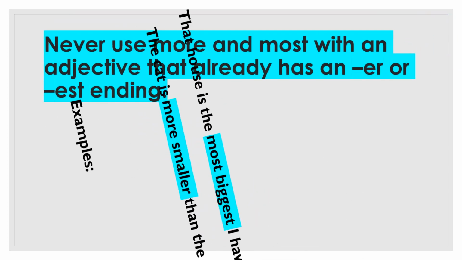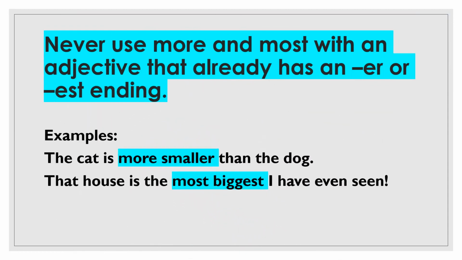For example, we wouldn't say the cat is more smaller than the dog, because small is a one-syllable word. So if it's a one-syllable word, you use ER. You're comparing two things, the cat and the dog, so it's smaller. You would not say more smaller.